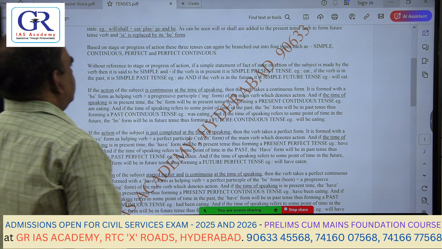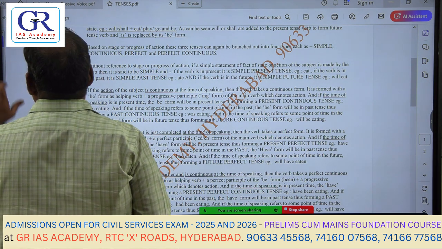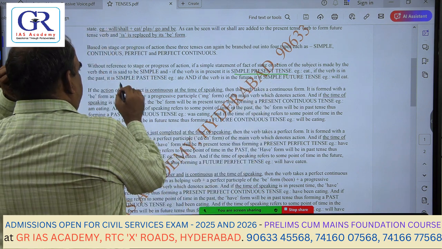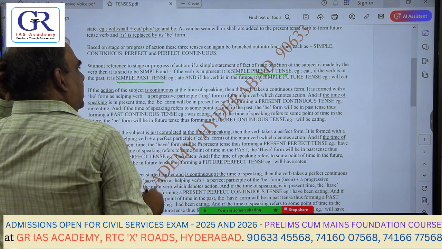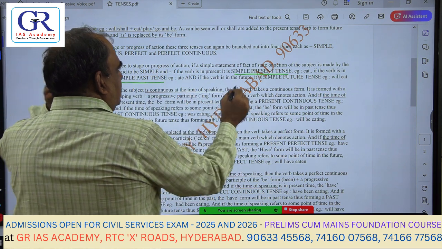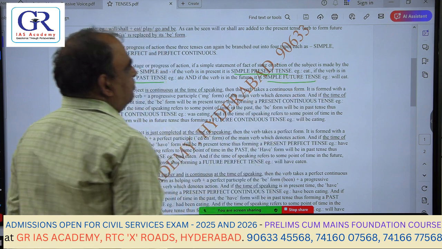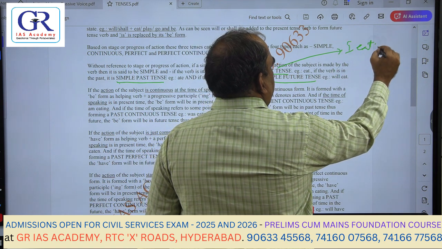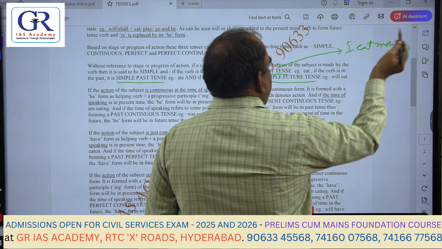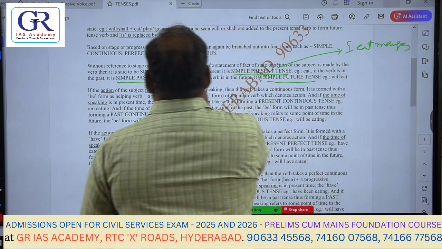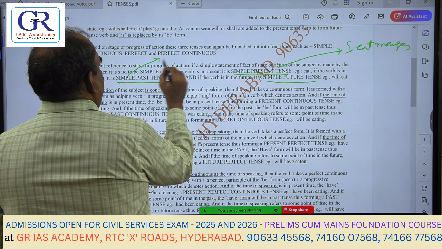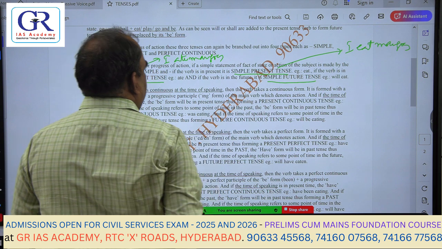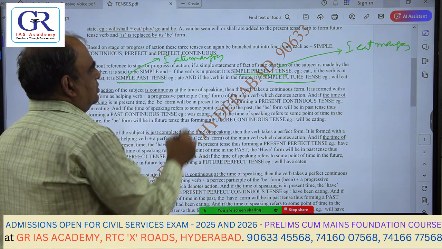Now one by one, see, if it is indefinite in the present time, then we call it as simple present tense. If it is indefinite in the past time, we call it as simple past tense. If it is indefinite in the future, we call it as simple future tense. So simple present tense means I eat mangoes. Stage of the action is not told, so it is indefinite, so simple present tense. If it is simple past, what do we say? I ate mangoes. It tells about the time but not about the stage of the action, so simple past tense.